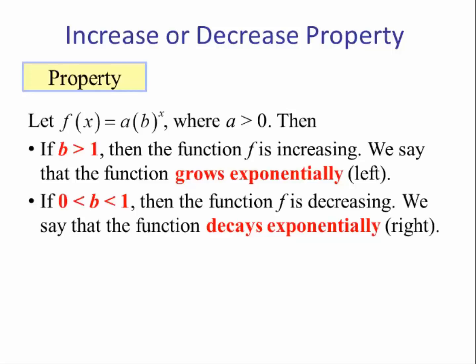Now what if b is negative? If b is negative, it is not considered an exponential function. Here we have a graph where the function is growing exponentially. B is greater than 1. And here's a graph where the function decays exponentially. B is between 0 and 1.